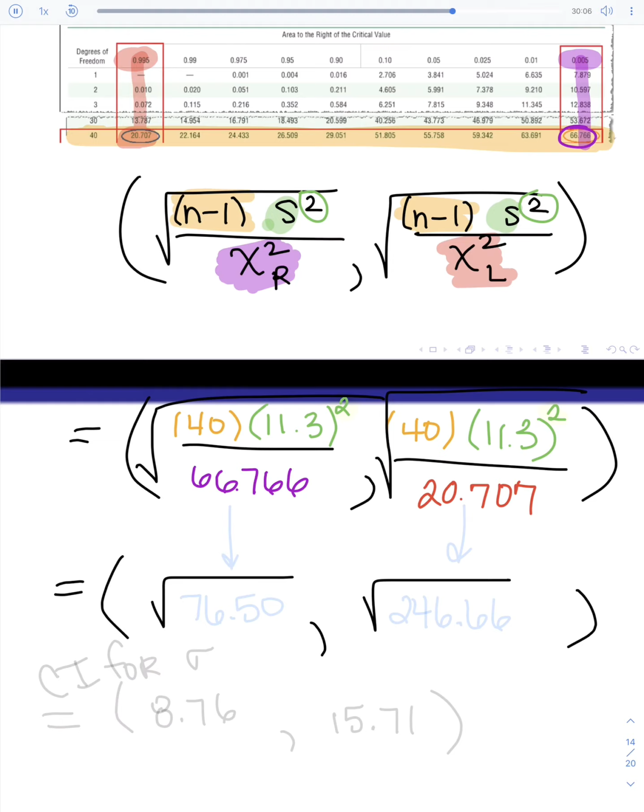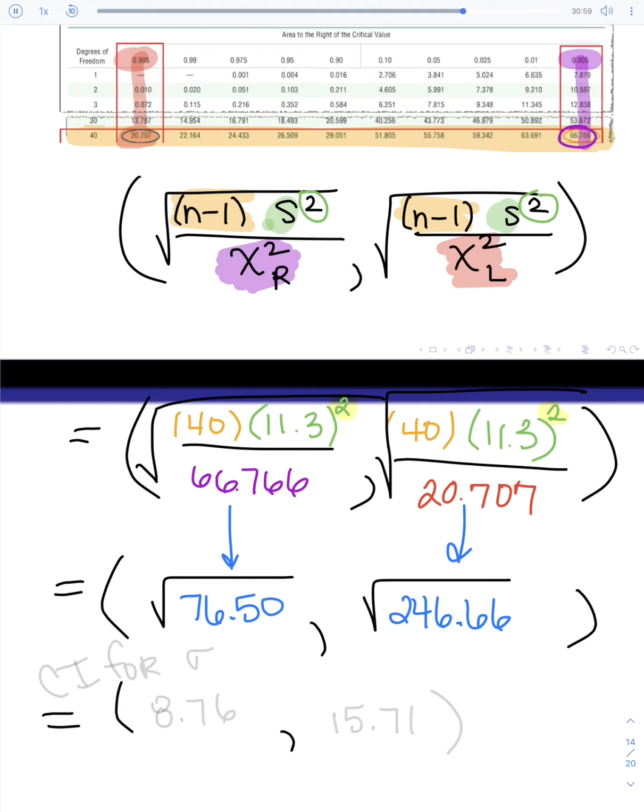So, order of operations is going to make us do what first? Exponents. So we have to do our squareds first. We'll do our 11.3 squared first, then multiply by the 40 that's out in front, and then divide by the critical value at the end. And then after that, we'll worry about the square root. So if we do our squared, multiply by 40, and divide by the critical value, under the first side we'll get 76.50, and under the other side, we will get 246.66. And then we'll take our square root of both of these values at the end.